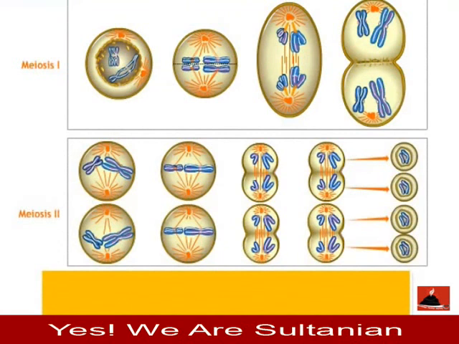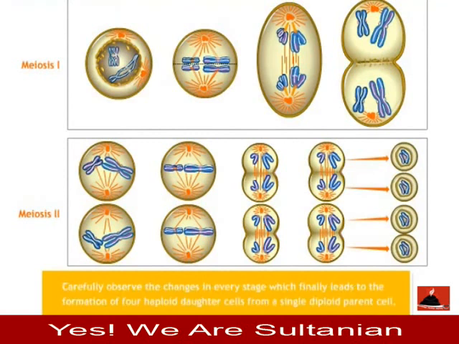Meiosis I and meiosis II. The visual representation of meiosis I and meiosis II is shown here in a sequence. Carefully observe the changes in every stage, which finally leads to the formation of four haploid daughter cells from a single diploid parent cell.